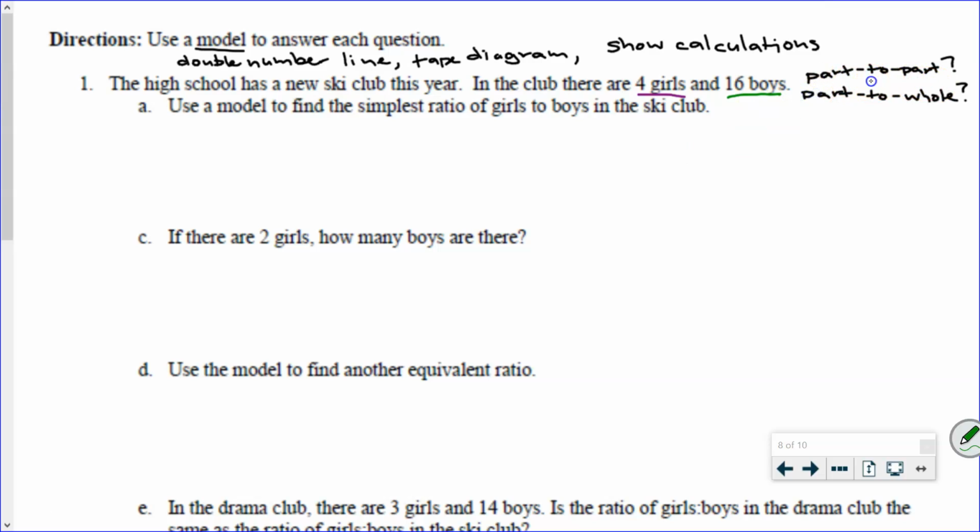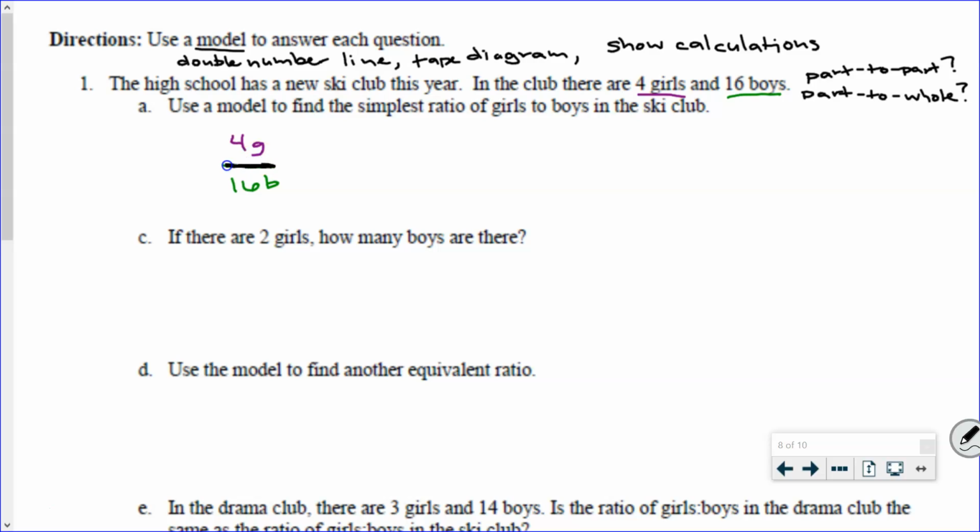Okay, now let's actually do this. Again, it says use a model. My model that I'm going to do is just showing my calculations. Use a model to find the simplest ratio of girls to boys in the ski club. So I'm going to start by writing that like a fraction. And I'm not just writing the number 4, and I'm not just writing the number 16. I'm writing 4G for girls and 16B for boys. And again, I'm color coding here.